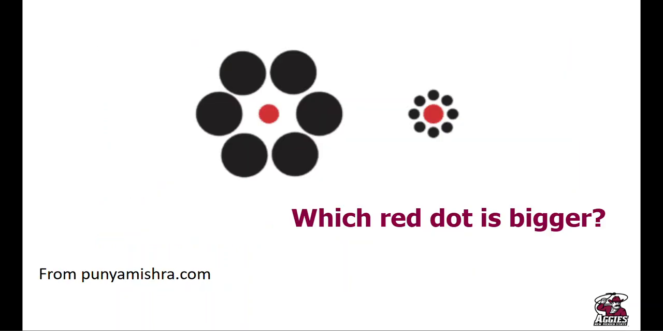So, first, which red dot is bigger? Now, you might have seen it before, and you might know that even though this one on the right looks bigger, they're really the same size. It's an optical illusion. But if we were to give this picture to something like ChatGPT, would it fall for this optical illusion?